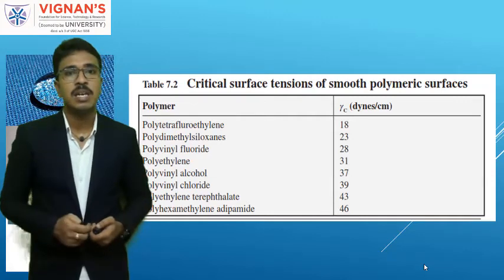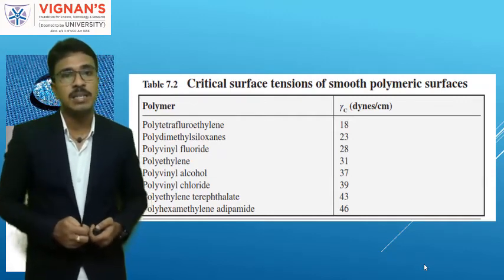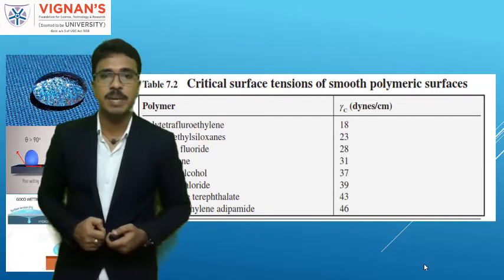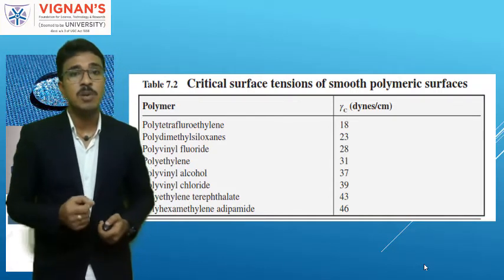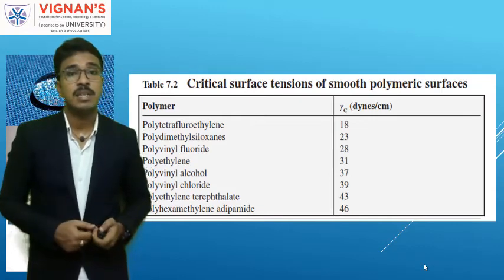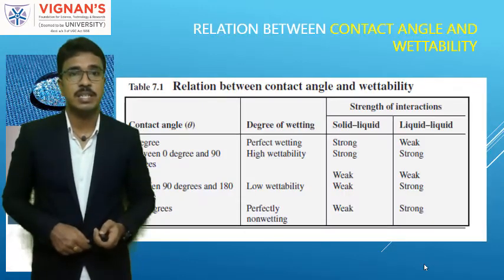So the surface energy is higher for polyhexamethylene adiponate, that is 46, and polyvinyl alcohol is 37, polyethylene is 31. Okay, likewise critical surface tension.